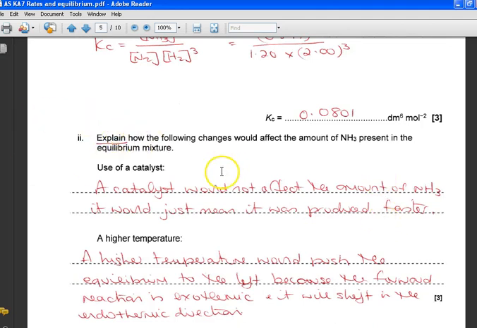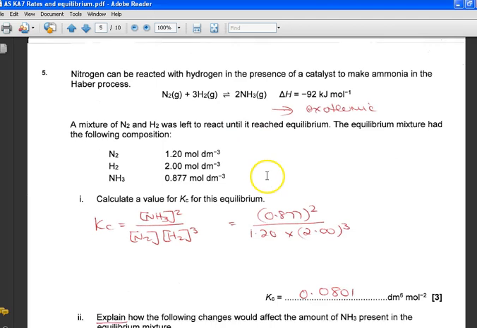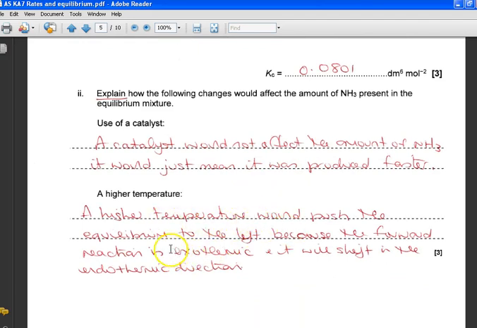Again, this is an explain question, how the following changes would affect the amount of ammonia present in the equilibrium mixture. So here's our equilibrium. If we add a catalyst, we're not going to get any more ammonia. We'll just get ammonia faster. Okay, so it would not affect the amount of NH3. And a higher temperature would push the equilibrium to the left, which is obviously in the opposite direction to what we want, because the forward reaction is exothermic. So that will affect the amount of NH3 present by producing less.